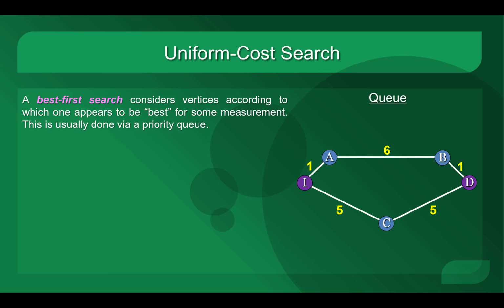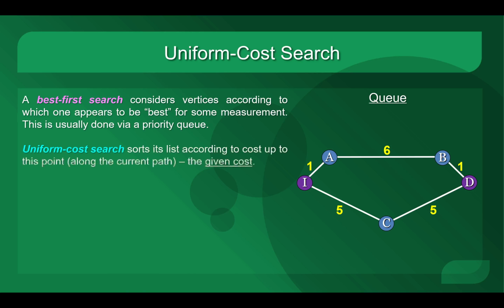One specific example of a best-first search is what we call uniform cost search. Uniform cost search is a variant of Dijkstra's algorithm, and it sorts its list according to the cost up to this point along the current path, what we call the given cost. When we say the given cost, we mean a cost that is known. Just like in mathematical proofs we say something is given, here we say given because we know the cost.